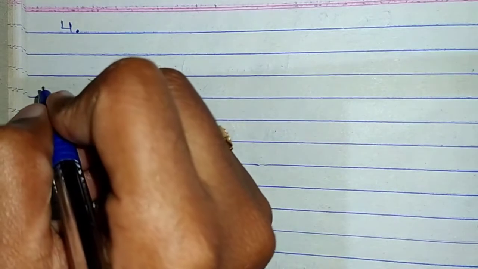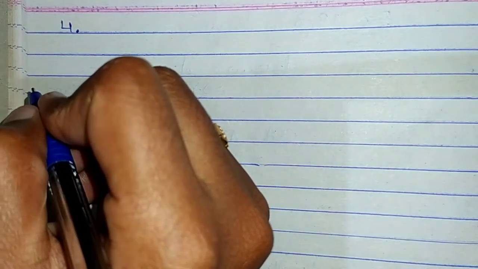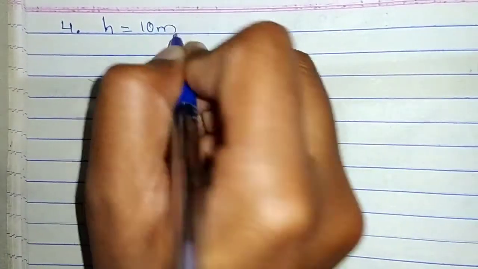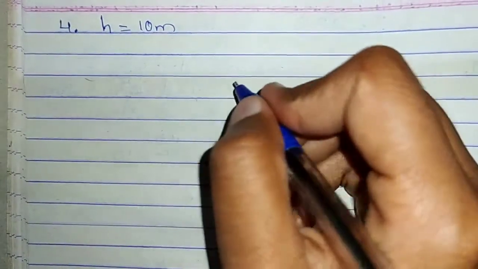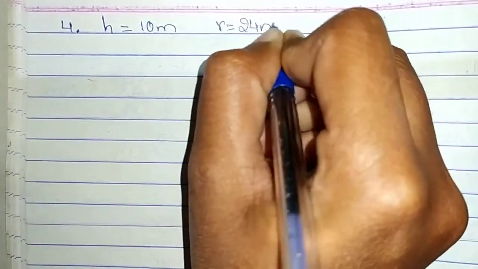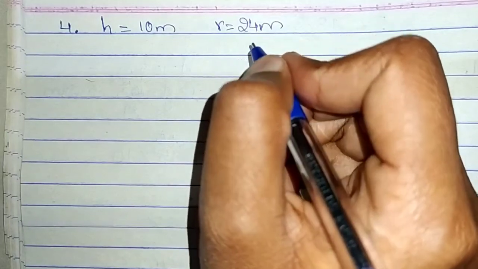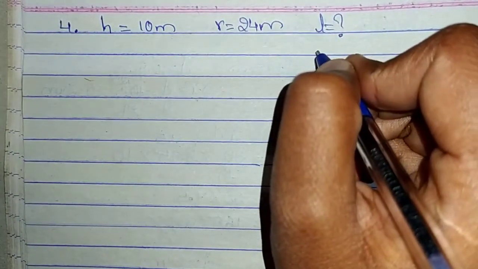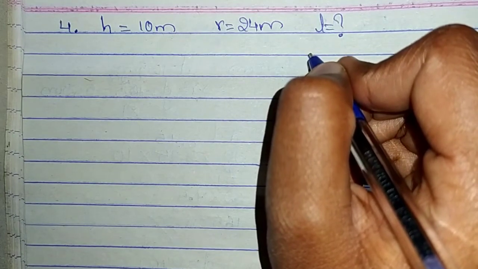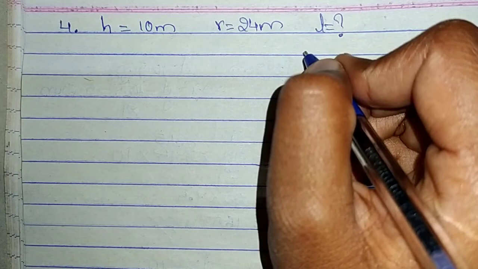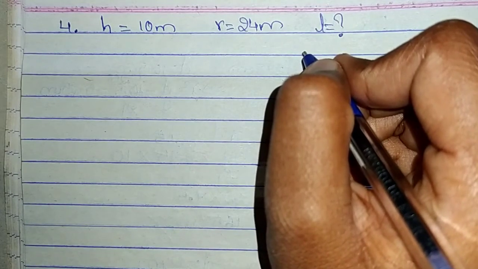In the fourth question, a conical tent is 10 meter high. So when they say high, they have told us about the height of the cone, which is equal to 10 meters. And the radius of the base is 24 meter. R is equal to 24 meter. Find the slant height of the tent. So L is equal to how much, and the cost of the canvas required to make the tent if the cost of 1 meter square canvas is rupees 70.